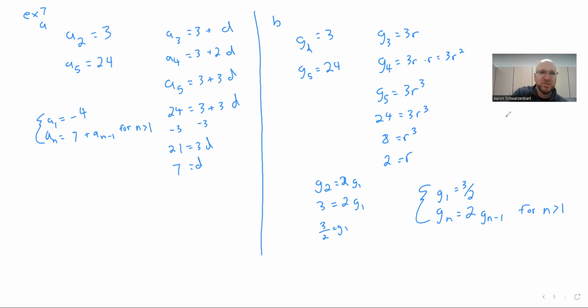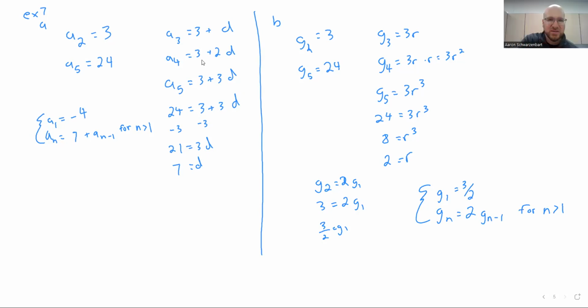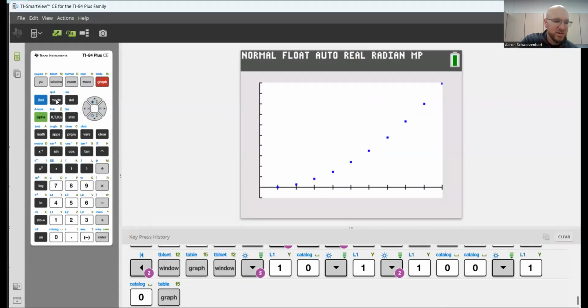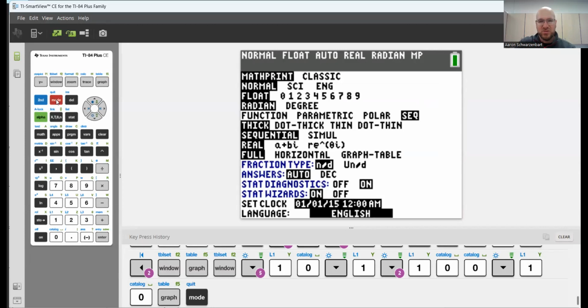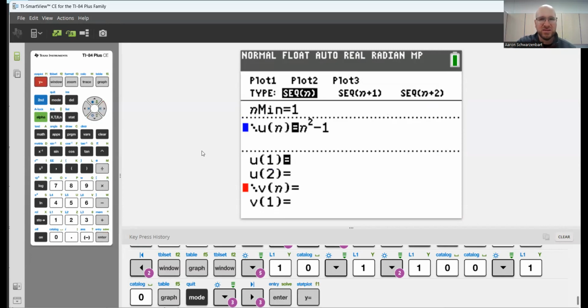Okay, let's talk about how to do sequences on the calculator. I've already got this one graphed, but there is a sequence mode on your calculator. If you press the mode button down here, function, parametric, polar, SEQ is sequence. Could also be, if you're on the older 84s, it's func, par, pol, SEQ. You want to select sequence. Now when I go to y equals, everything looks a little different. And we're just going to enter this u sub n line.